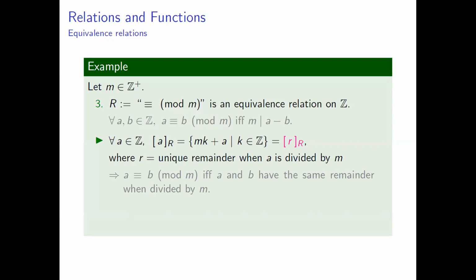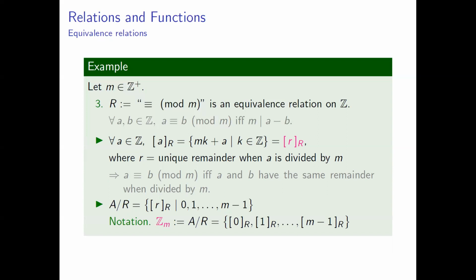This gives us an alternative definition for the relation congruence modulo m. Two integers a and b are congruent modulo m if and only if they have the same remainder when divided by m. Thus, A modulo R consists of all equivalence classes of the integers r from 0 to m minus 1. A common symbol for A modulo R is Z subscript m. You will study this set again in your future math courses.